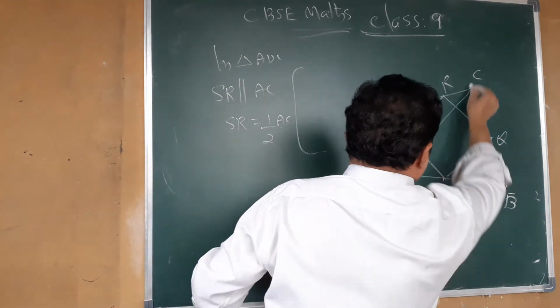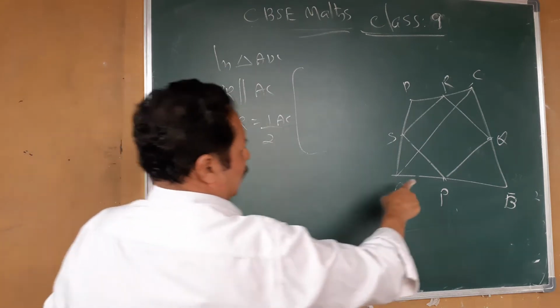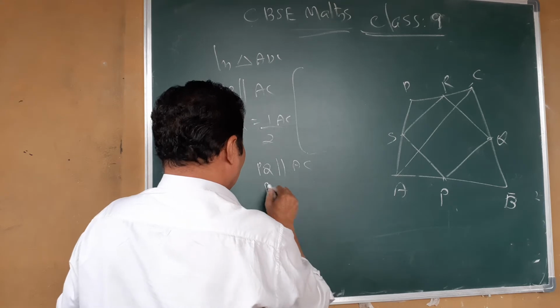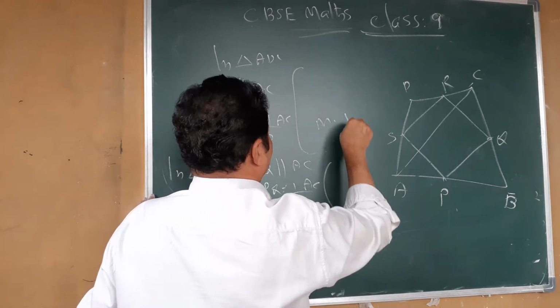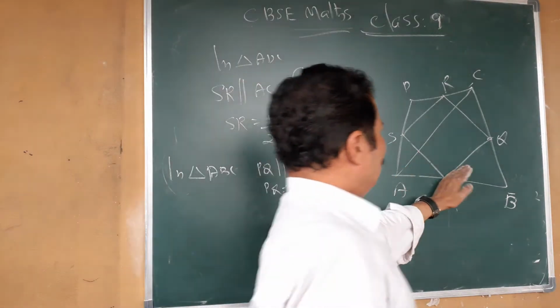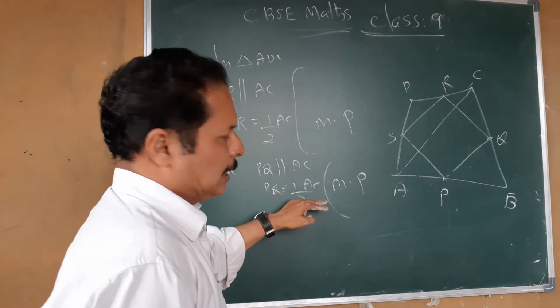Similarly, consider the triangle ABC. Now PQ is parallel to AC. PQ is half of AC. That is the same theorem, the midpoint theorem. PQ parallel to AC, PQ equal to half AC. This is the midpoint theorem, this is also a midpoint.